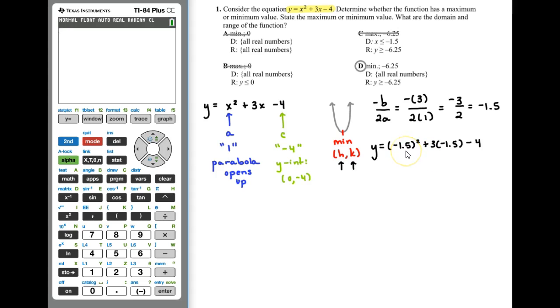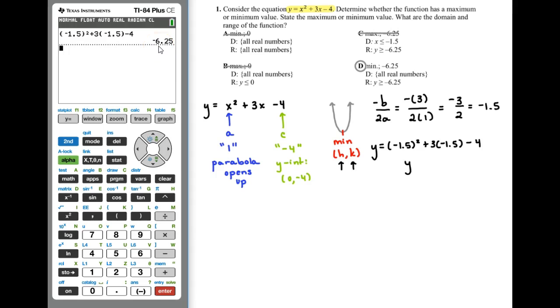Notice a couple of things first. Notice that I've used parentheses around my -1.5. This is to reduce the chance of a sign error using my calculator. We're going to replicate the exact same thing on our calculator screen. We'll open parentheses, -1.5, all squared, plus 3, then open parentheses, times -1.5, close parentheses, then subtract 4. Take care to make sure you're not using the negative sign accidentally when you mean to use the subtraction, and vice versa. When you hit enter, we should get our y value, which is -6 and 25/100ths, or -6 1/4.